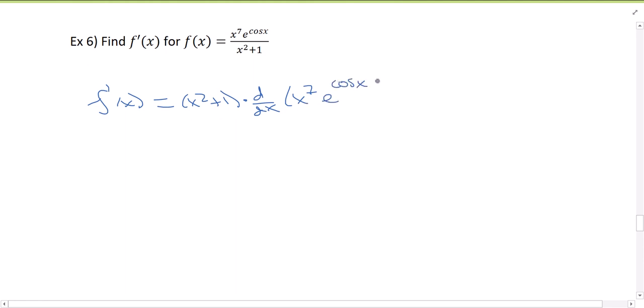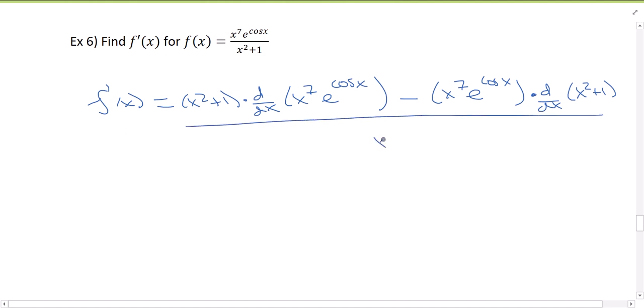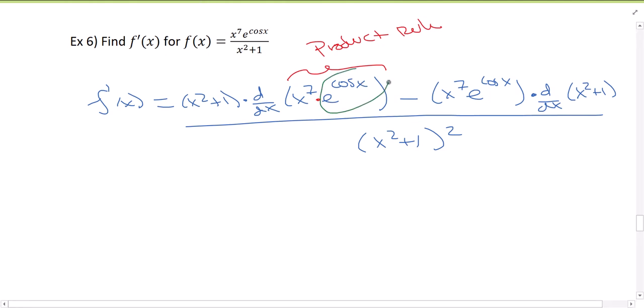So low d high minus high, so x to the 7th e to the cosine x times the derivative of the bottom, and then all over the bottom squared. And while this doesn't seem too bad, the derivative of x to the 7th times cosine x, we need to use the product rule there. And when I do the derivative of e to the cosine x, I need to use a chain rule there. So this problem has all kinds of characters showing up.